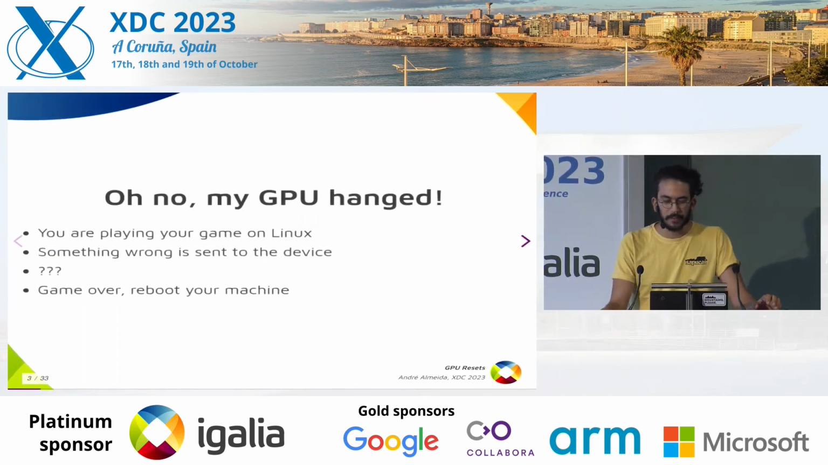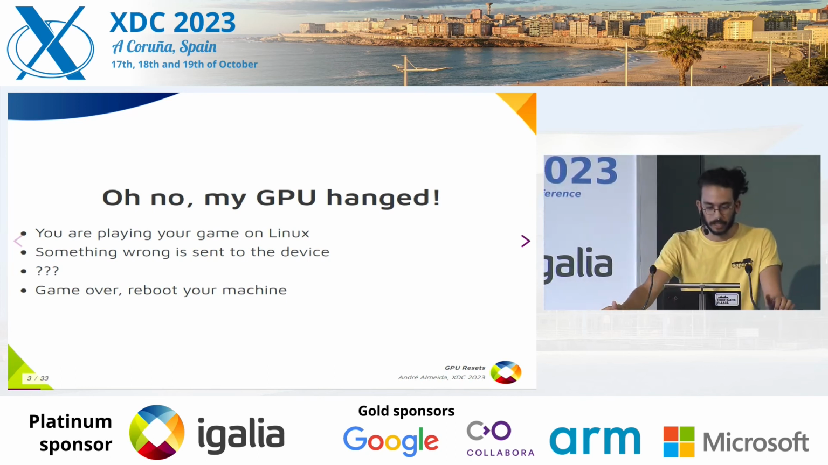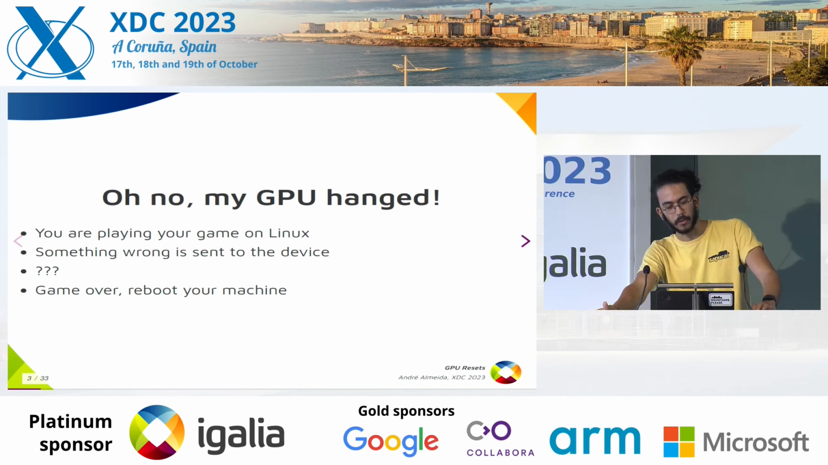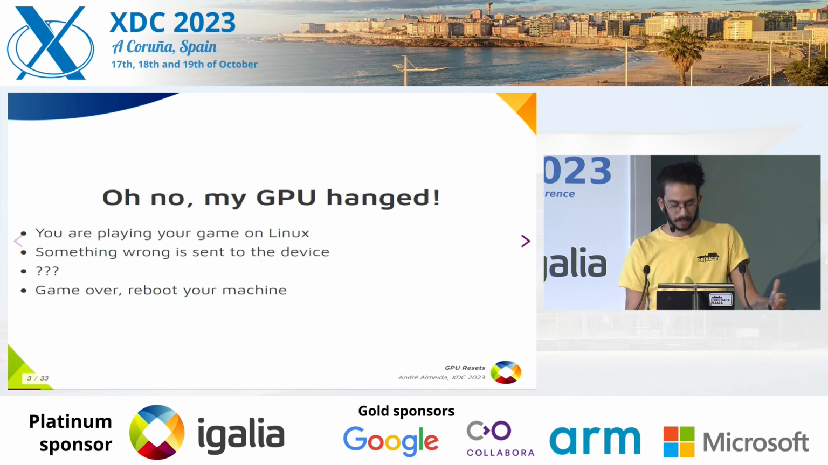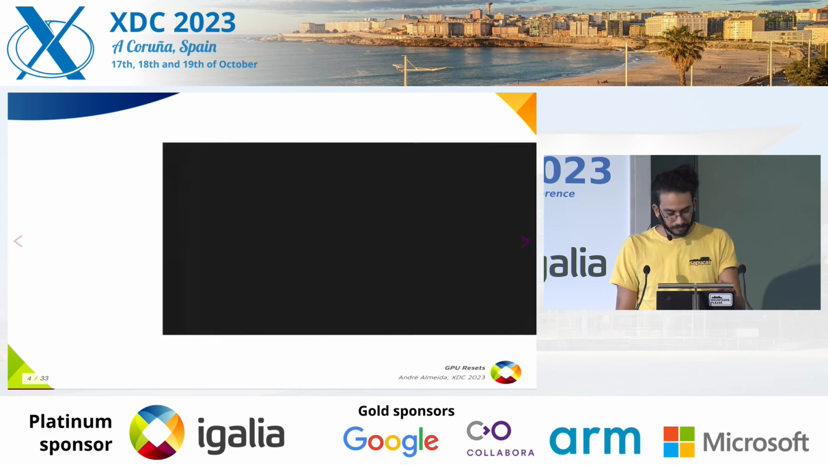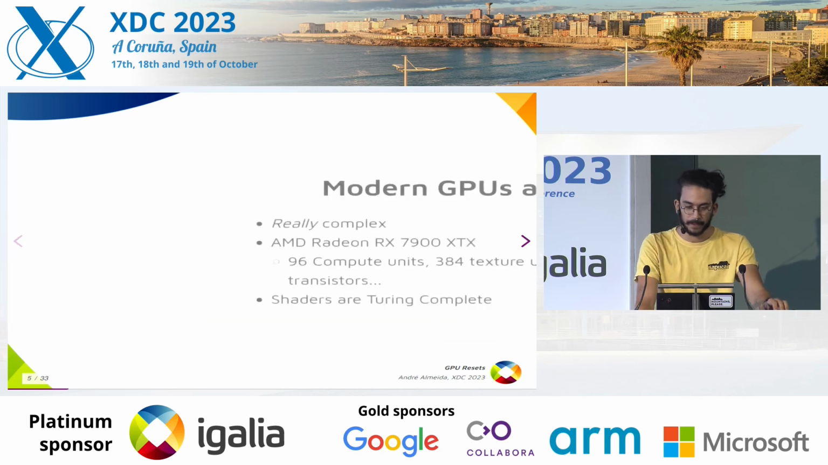So this may sound familiar. You're playing a game on Linux, and then something goes wrong, and boom, you have just a black screen. You need to reboot your machine to use your computer again. So yeah, GPU hangs are a real problem on Linux right now. In the past months, I did an investigation, trying to figure out what's going wrong. So this is what usually happens if your GPU hangs on a discrete AMD GPU.